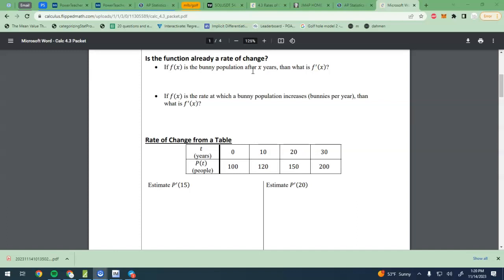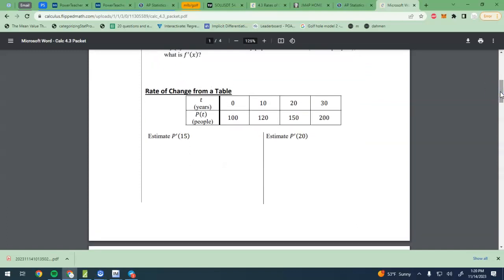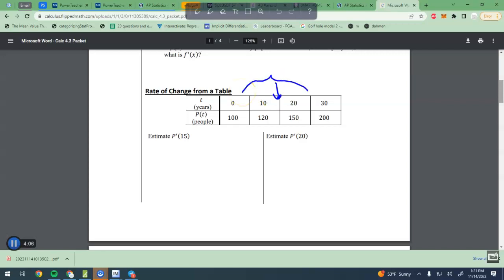P prime of 15, so estimating slope, there's like 4 different ways you can do this. You only need to know one. 15 is right in the middle. I don't know what the values are at 11, 12, 13, 14, 15. The best I can do to estimate the slope at 15 is to find the slope between the 2 points on either side of it.